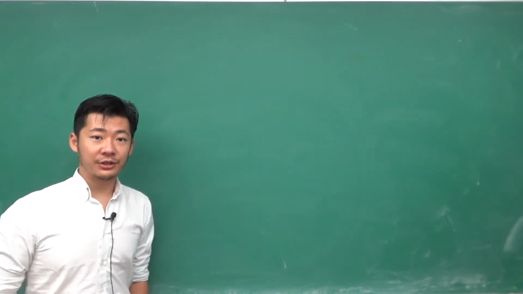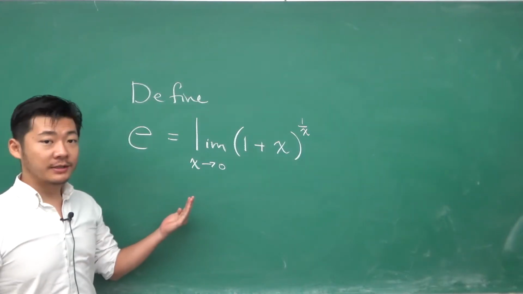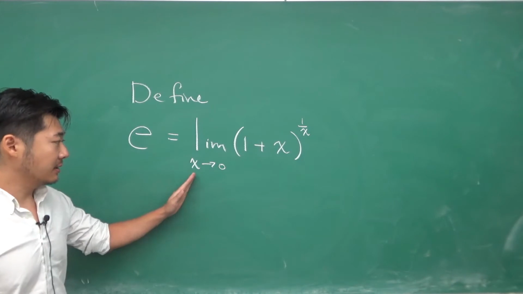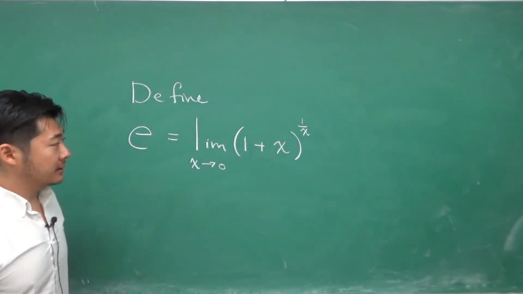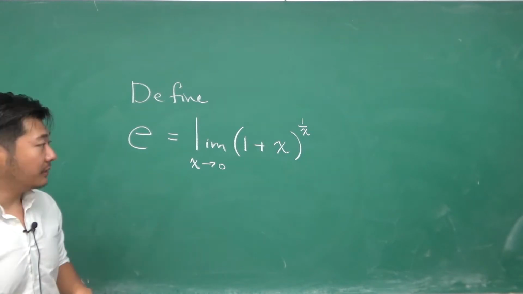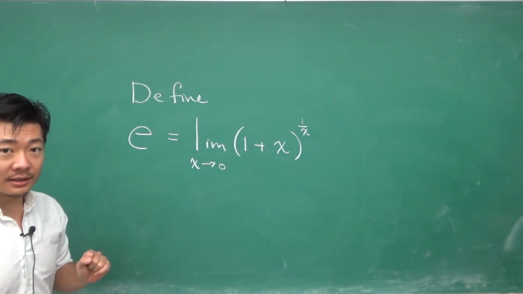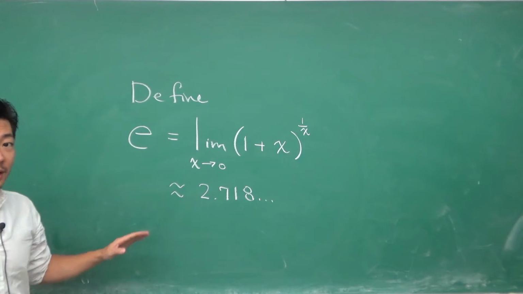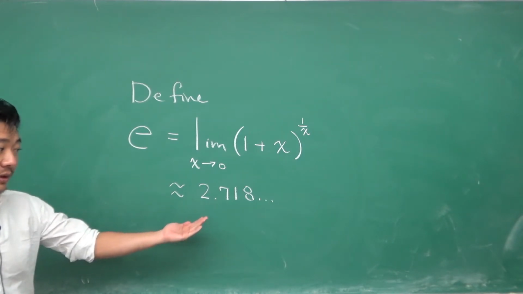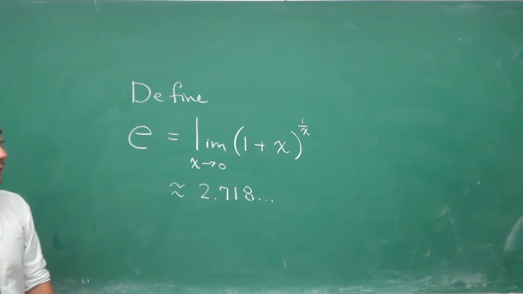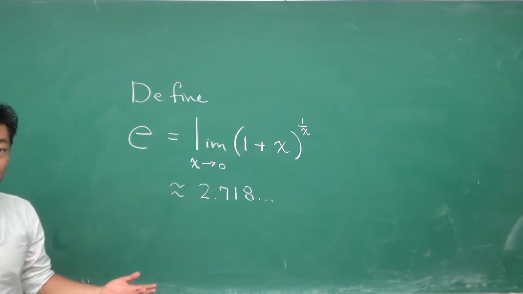Let's start with a definition of the number e. We consider this limit, the limit as x goes to 0 of (1 plus x) to the 1 over x, as the number e. It can be shown that this limit exists. You can plug in some numbers and you'll get the approximation that e is around 2.718. So what's so special about this number?